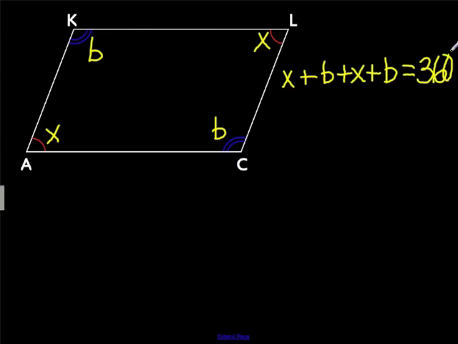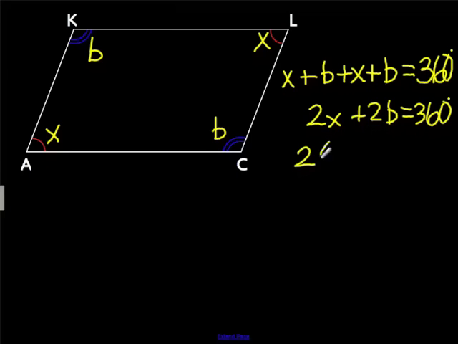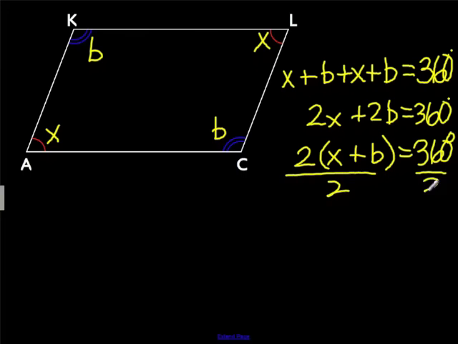So let's do some simplification here. 2x plus 2b is going to equal 360 degrees. That's the distributive property of equality. Oh, but wait a minute. I see that we have a 2 here and a 2 here. That means that a 2 has been distributed to both terms. So if we use the distributive property of equality in reverse, that gives us 2 times the quantity x plus b, and that, of course, is still going to equal 360 degrees. Now, we don't want that 2, so let's divide both sides of the equation by 2, which tells us that x plus b is equal to 180 degrees.